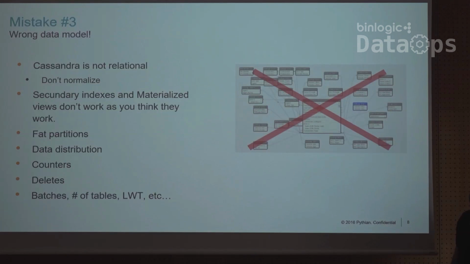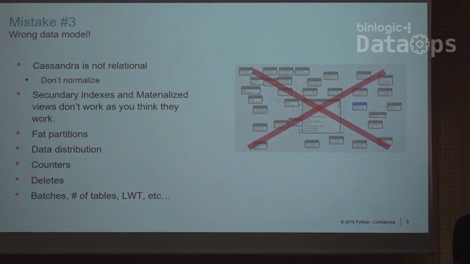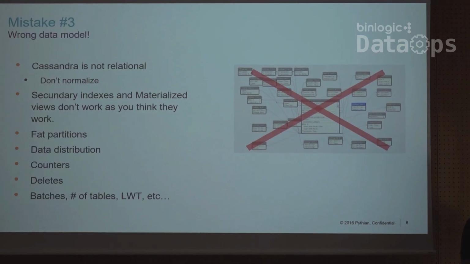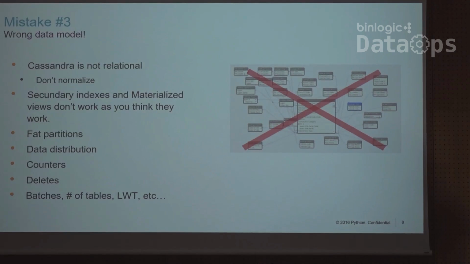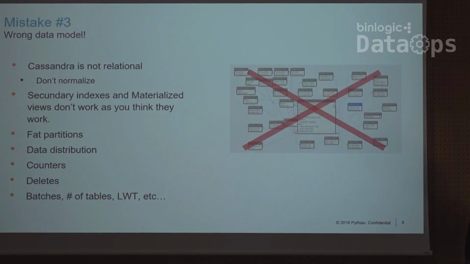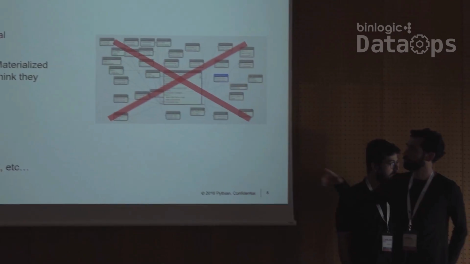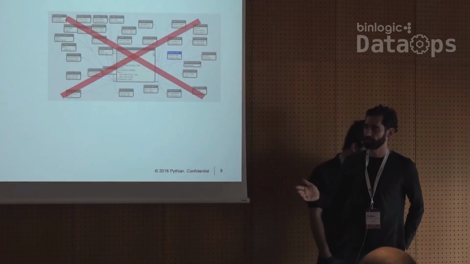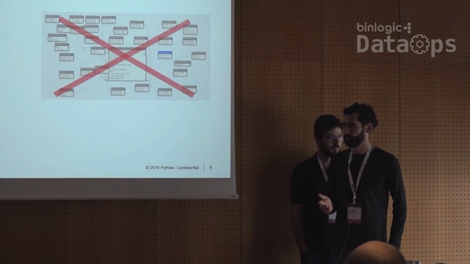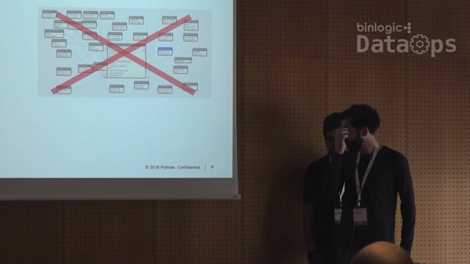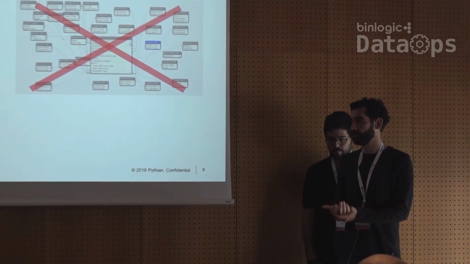So, mistake number 3, and this is a little bit related to mistake number 1: choosing the wrong data model. Cassandra is not a relational database, so it is very important that you do not think like a relational DBA. We do have a lot of cases where this happens.